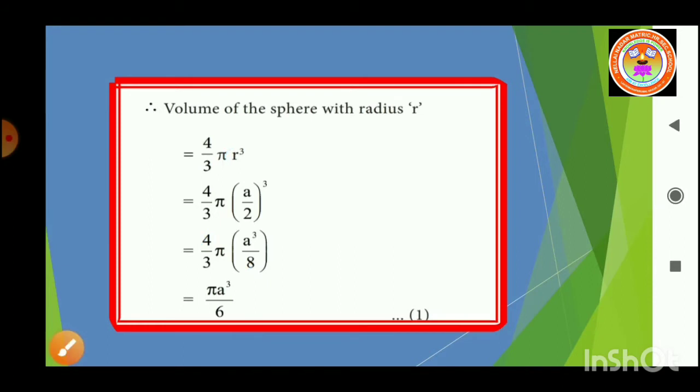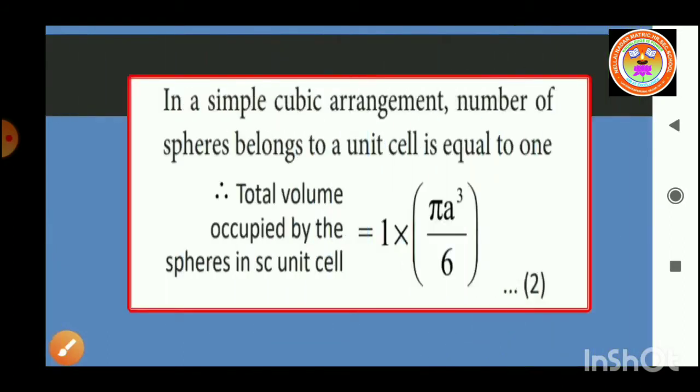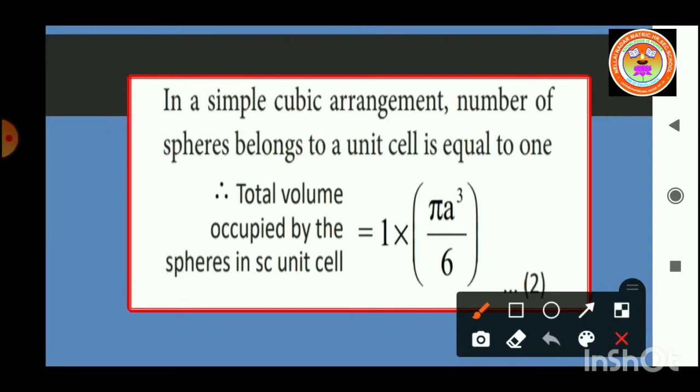The next step: in a simple cubic arrangement, the number of spheres belonging to a unit cell is equal to 1. Already we know that. So the total volume occupied by spheres in simple cubic is multiplied by 1, because the total number of atoms present in the simple cubic is 1. So 1 into pi a cube divided by 6. Now clear?